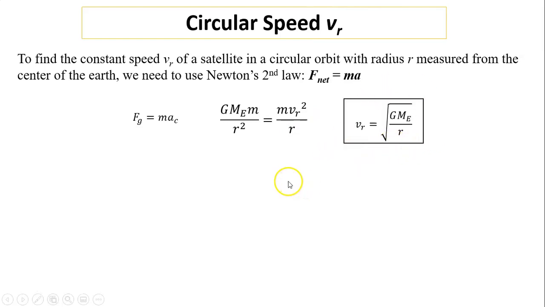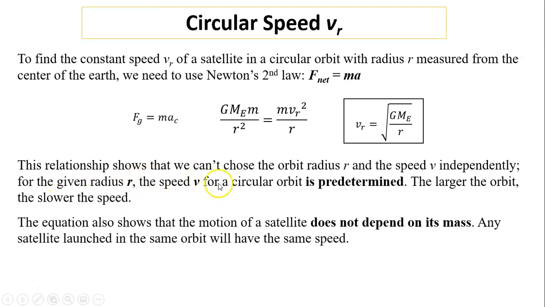From this equation, what can you conclude? The relationship shows that we cannot choose the orbit radius r and speed v independently. One thing determines the other. For a given radius r, the speed for a circular orbit is predetermined. The larger the orbit, the slower the speed. The equation also shows that the motion of a satellite does not depend on its mass. There is no mass in this equation. Any satellite launched in the same orbit will have the same speed.